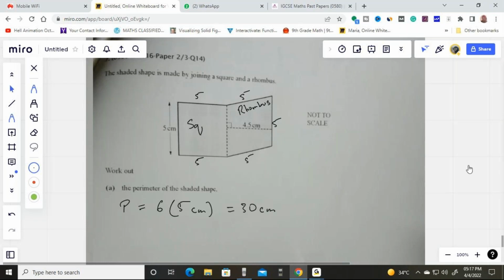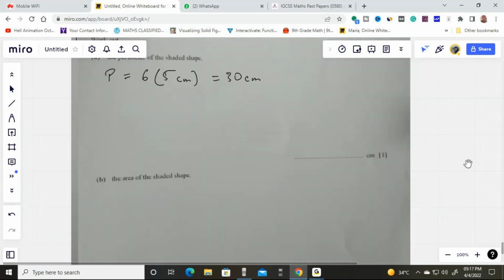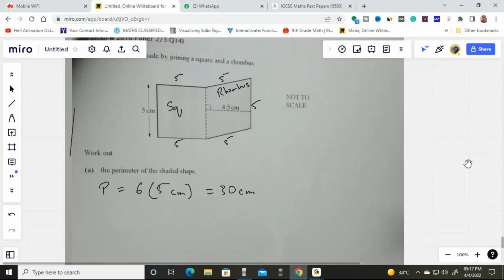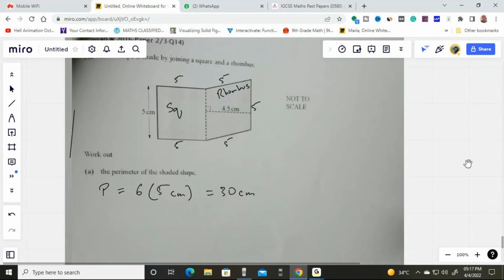That's it. And then we need to find the area of the shaded shape. Area of a square is too easy to find out. As far as area of the rhombus is concerned, you just need to multiply.